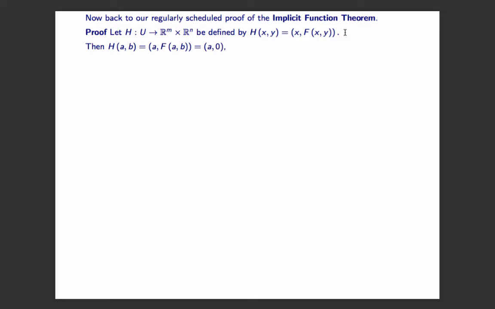Well, notice that H(a, b) equals (a, F(a, b)), and F(a, b), by the assumption of the theorem, is 0. So we know that H maps the ordered pair (a, b), which my implicitly defined function must pass through, to (a, 0). Again, H doesn't do anything to the first argument.